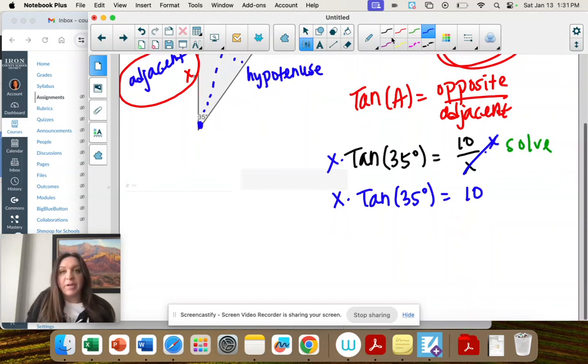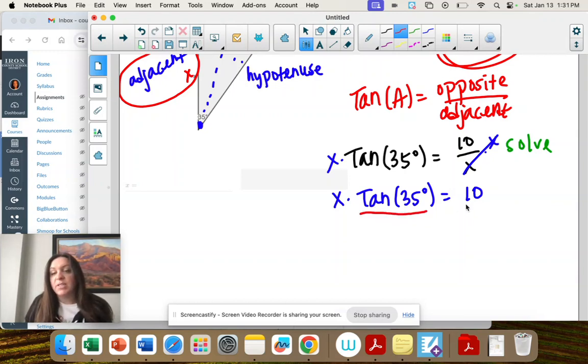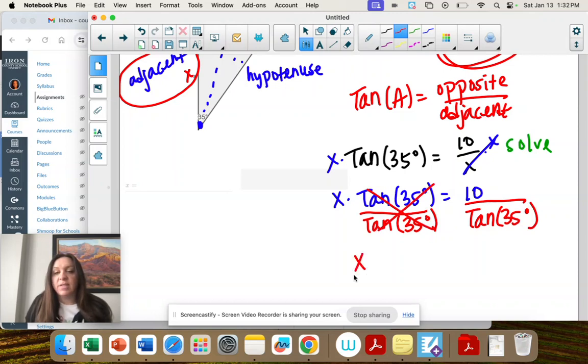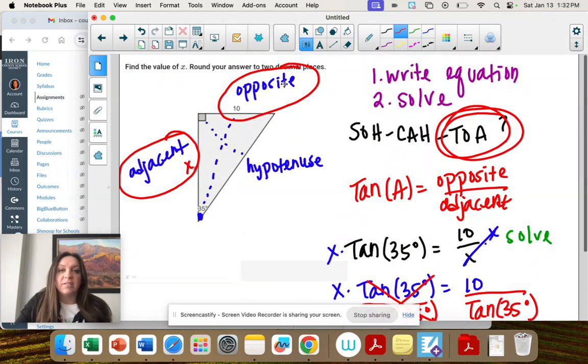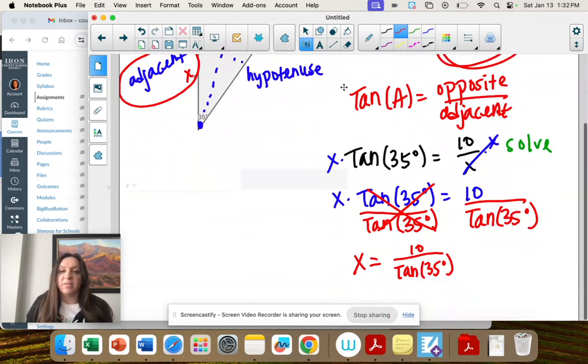Now we need to get x by itself. So remember, tangent of 35 is just a number. We're going to divide both sides by that number. And we get x equals, x is by itself, 10 divided by tangent of 35. Okay, and then it says round to 2 decimal places. So we're going to put this in our calculator.